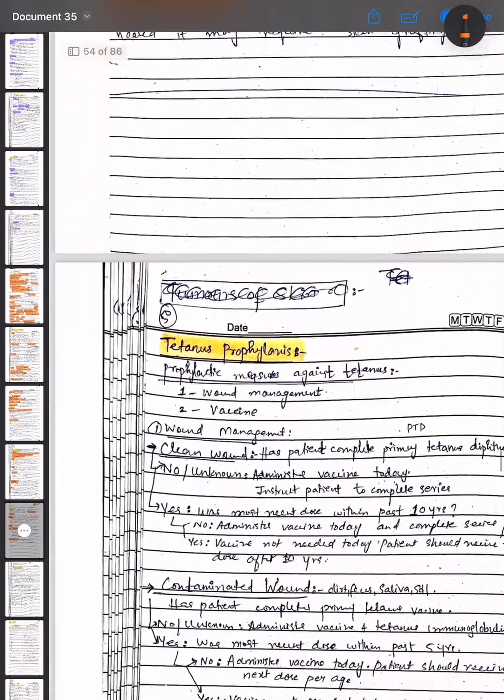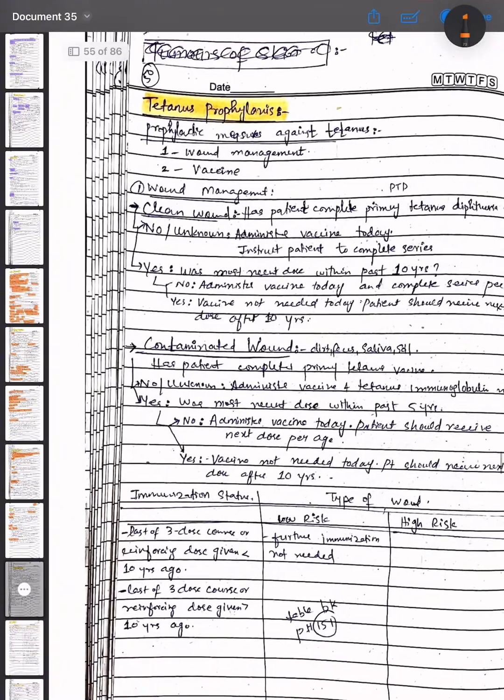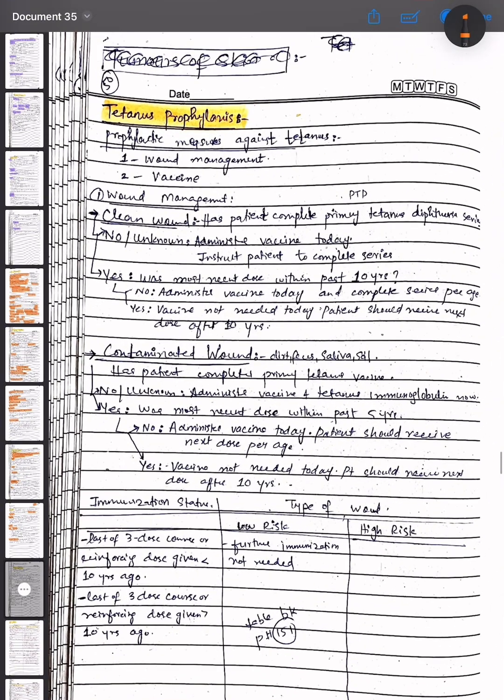Okay, now coming towards tetanus prophylaxis. What are the prophylactic measures against tetanus? There are two main ones: we have to manage the wound and we have to give the vaccine. For wound management, first of all we have to clean the wound. Has the patient completed the primary tetanus diphtheria series? Clean the wound and know about the vaccines. If the patient has not, or doesn't know, then administer the vaccine today and instruct the patient to complete the series.